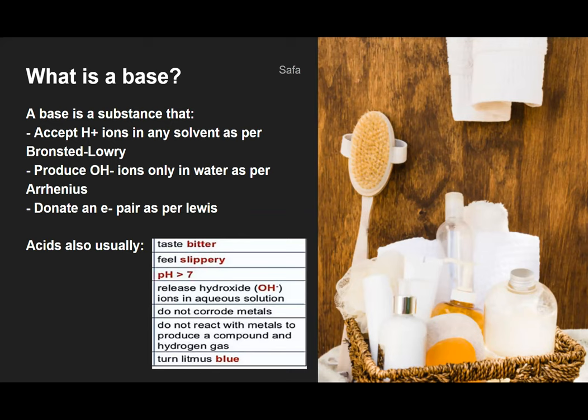So bases usually taste bitter and feel slippery. They have a pH higher than 7. They release hydroxide, which is OH minus ions, in aqueous solution. They do not corrode metals or react with metals to produce a compound and hydrogen gas, and they turn litmus blue.